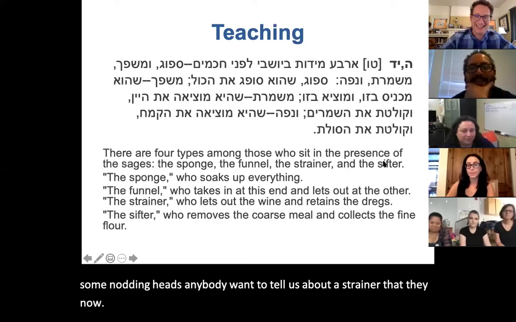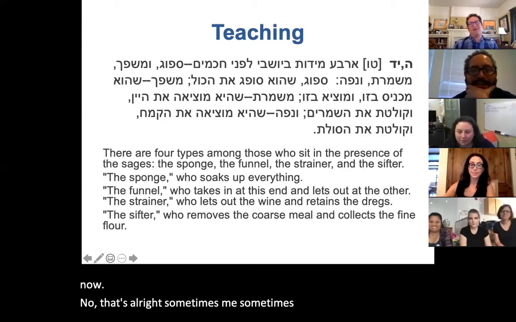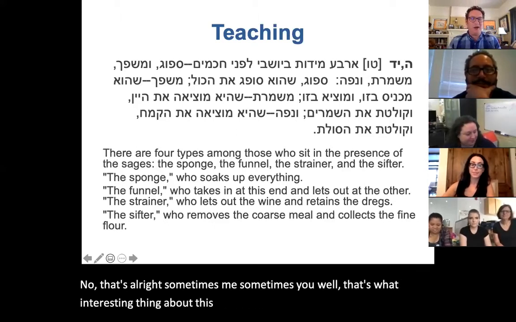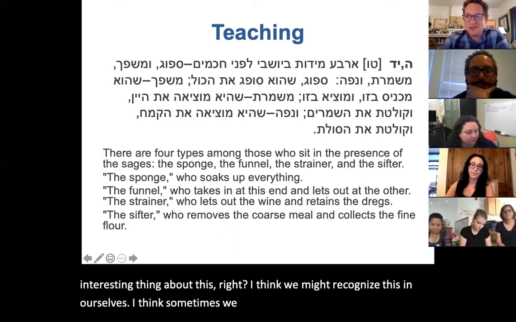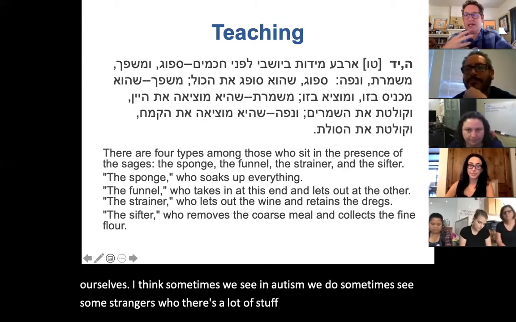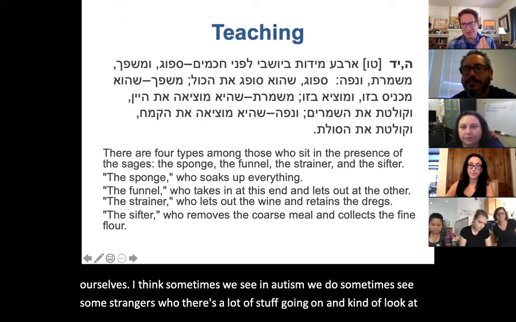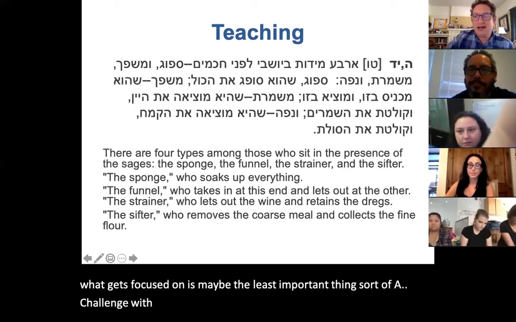No, that's all right. Sometimes me. Sometimes you, yeah. Well, that's one interesting thing about this, right? We might recognize this in ourselves. In autism, we do sometimes see some strainers, right? There's a lot of stuff going on, and what gets focused on is maybe the least important thing. Sort of a challenge with not seeing the forest for the trees. We see that quite a bit.